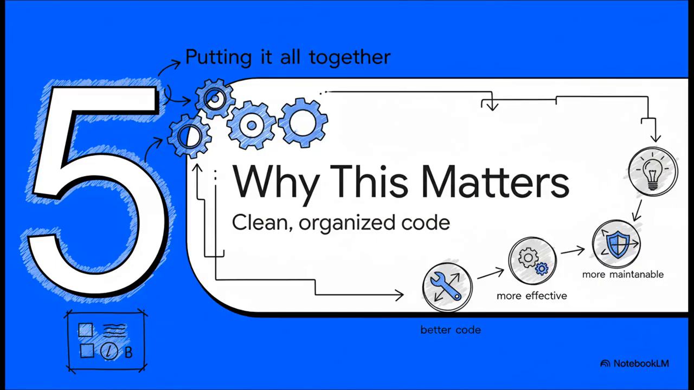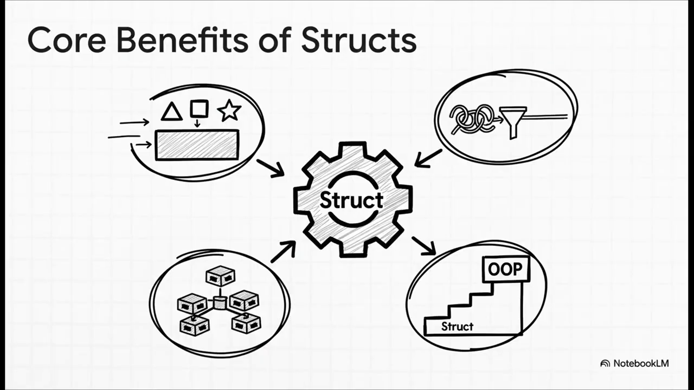Okay, so let's zoom out for a second and put this all together. Let's talk about why this actually matters, because it all comes down to the power of clean, organized code. So what are the big takeaways? First, structs let you group related, mixed data into a single logical unit. This, in turn, makes your code incredibly clean and way easier to understand. They act as the perfect building blocks for more complex data collections, and, maybe most importantly, they're a fantastic stepping stone to the powerful concepts of object-oriented programming.